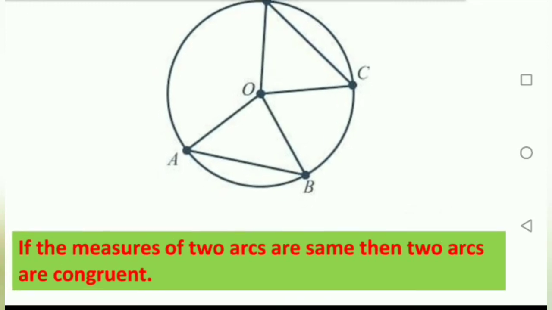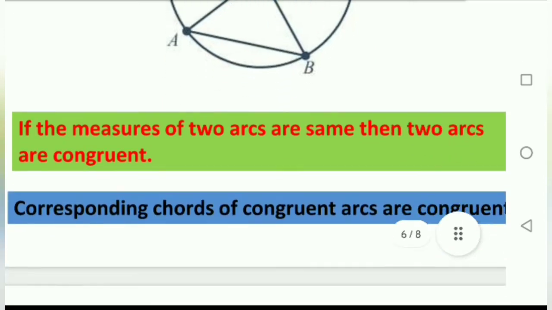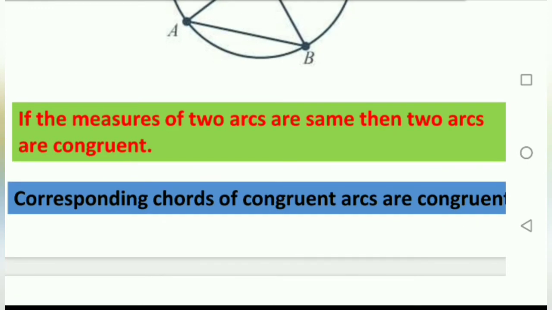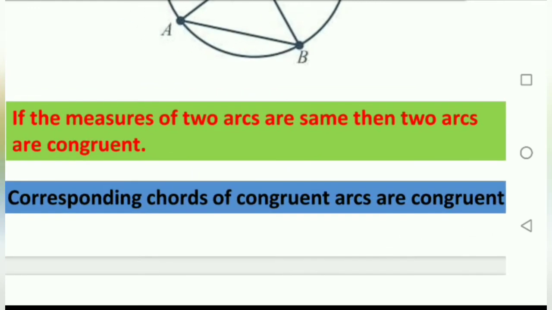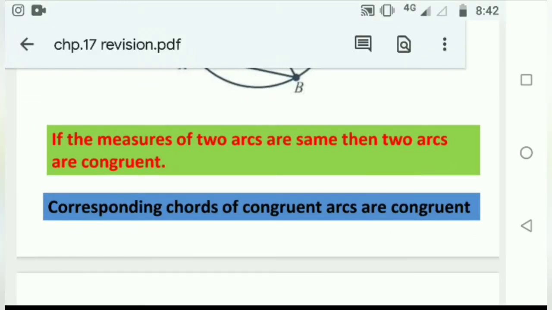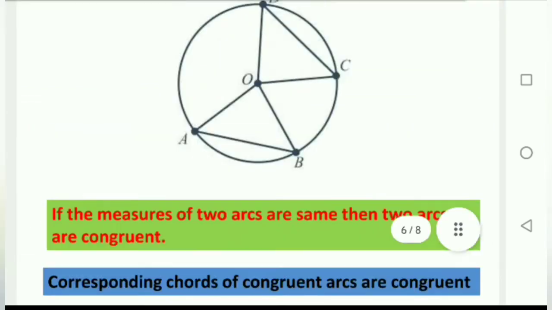Then we have discussed what the measurement of the chord will be. So you see, angle and arc both have the same measurement. So obviously the chord will also have the same measurement. The two chords of this central angle and arc will be the same. So what does that mean? Corresponding chords of congruent arcs are congruent. Okay. So these are the four things which you need to remember, and it is a very short chapter.